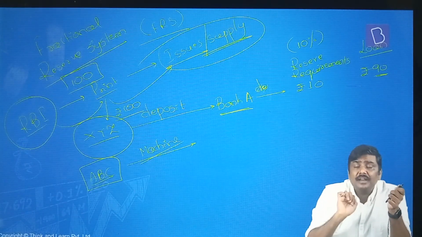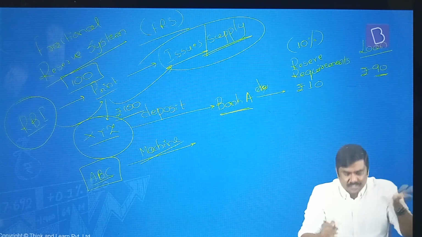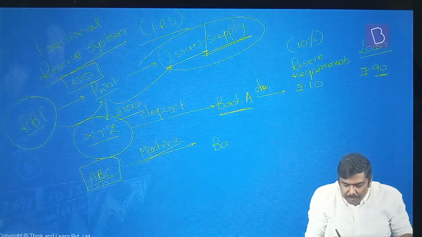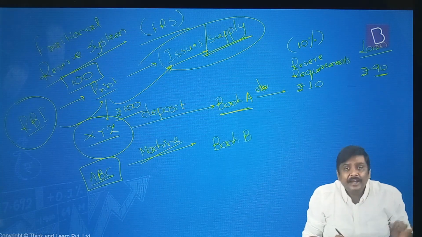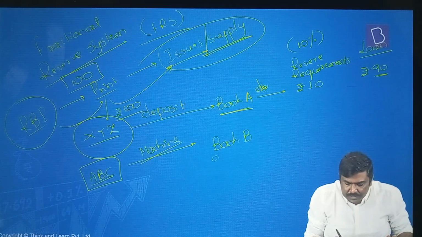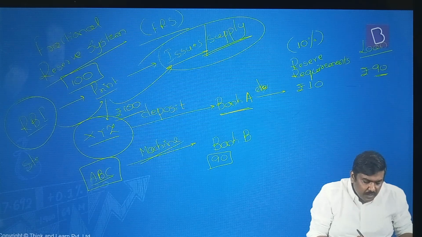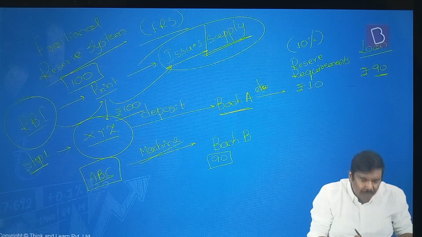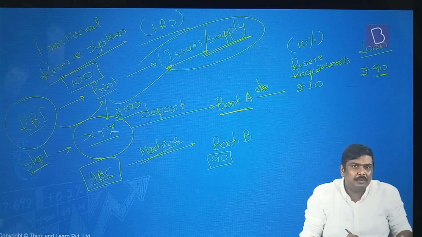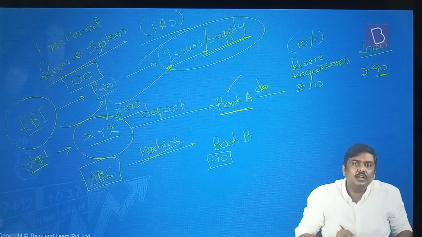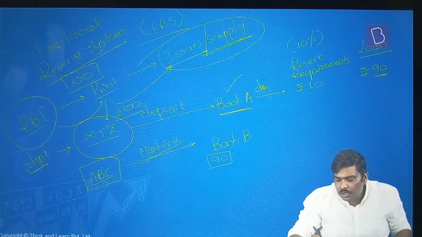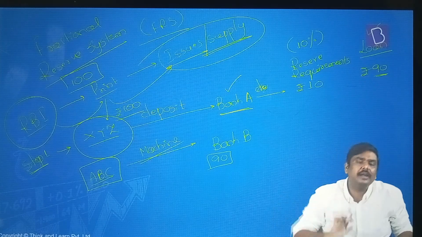Now what will you do with this particular 90 rupees? You will also take this 90 rupees, go to bank B or second bank, and deposit it. So have a look at this. In the first step, the 100 rupee which was printed and issued by RBI has gone into bank A, and a loan of 90 rupees has been issued in the market.